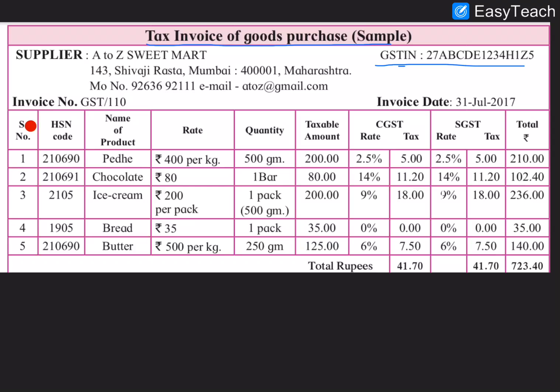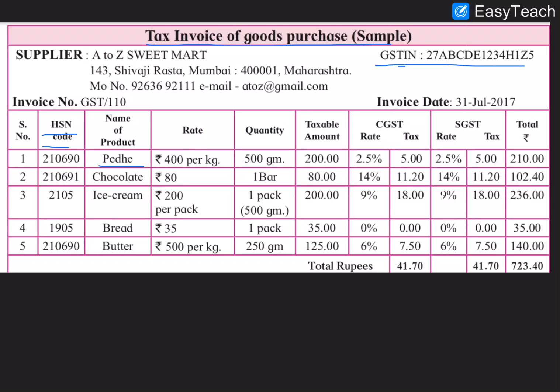You can see serial numbers. Serial numbers are given to all the items. You can see here 5 items are given, so their serial numbers are in the first column. The next column is the HSN code. The HSN code is simply a code of the items that are sold. A specific code is given to all the items sold, and then the name of the product. You can see chocolate, ice cream, bread, butter, and so on.